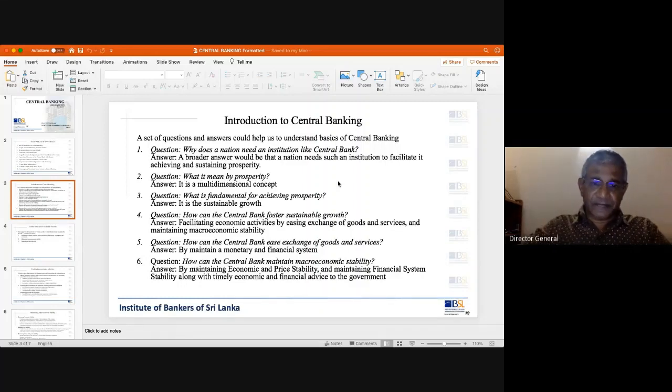Then the other one, let's read again. How can the central bank maintain macroeconomic stability? By maintaining economic and price stability, and maintaining financial system stability, along with timely economic and financial advice to the government. It's a little bit broader than what we discussed earlier. Here there are three different stabilities. Maintaining economic and price stability, they are not the same, economic stability and price stability, and also maintaining financial system stability. I have put these the same way that the central bank has announced them as its responsibilities on its website.